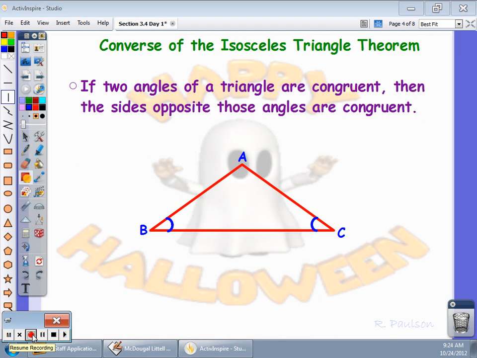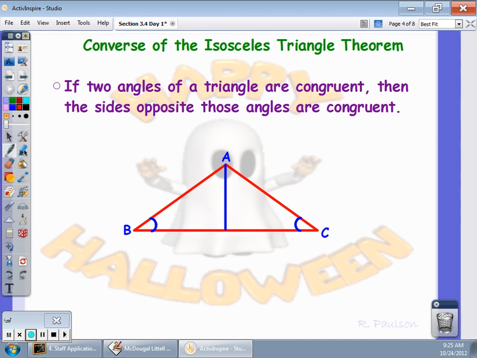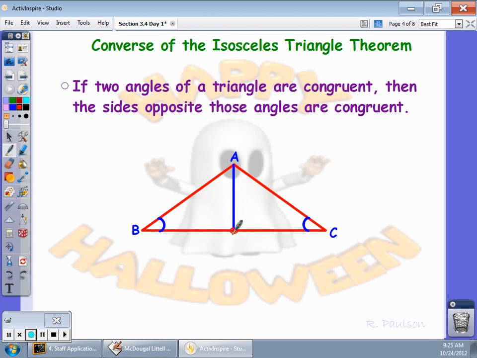Let's go ahead and take a look at the converse of the isosceles triangle theorem. The converse is the opposite, or working backwards. So the converse states if two angles of a triangle are congruent, then the sides opposite those angles are congruent as well. So let's bisect angle A one more time, and where it bisects, we're also going to call that point D.